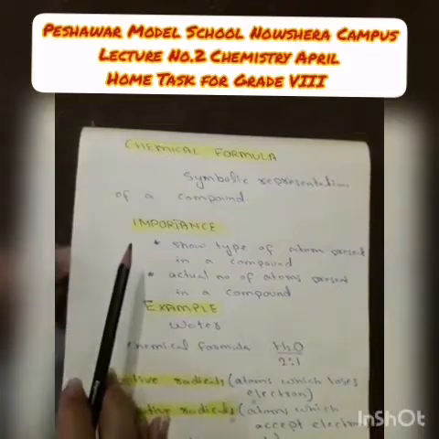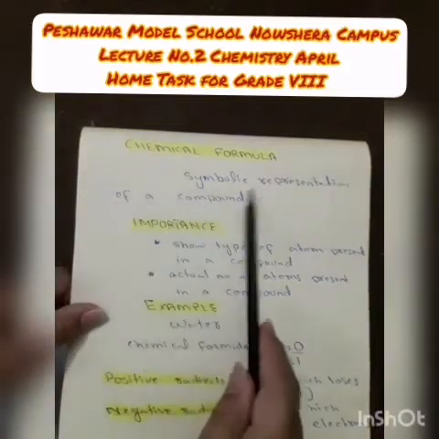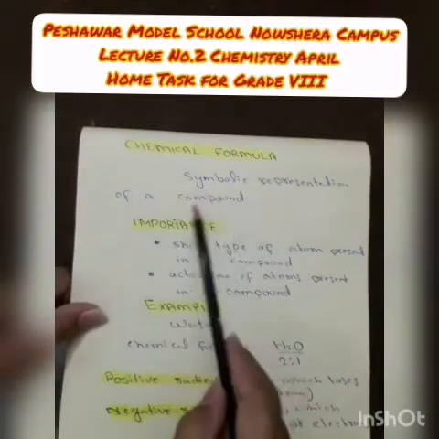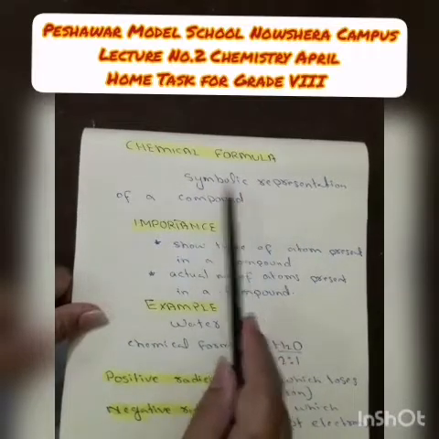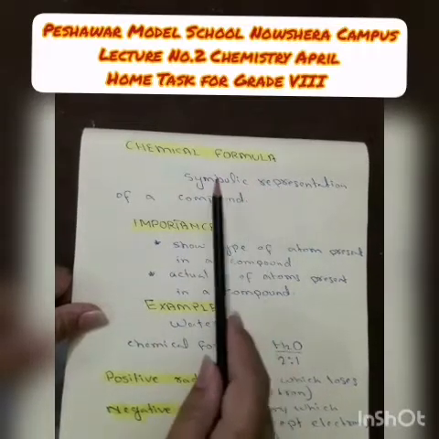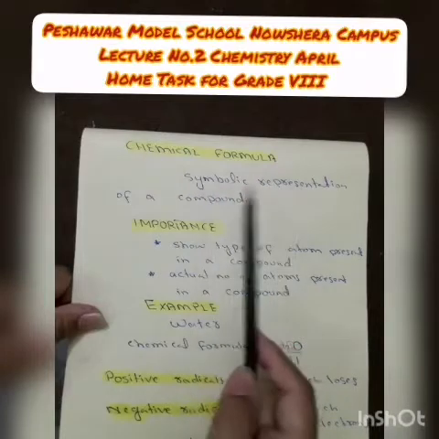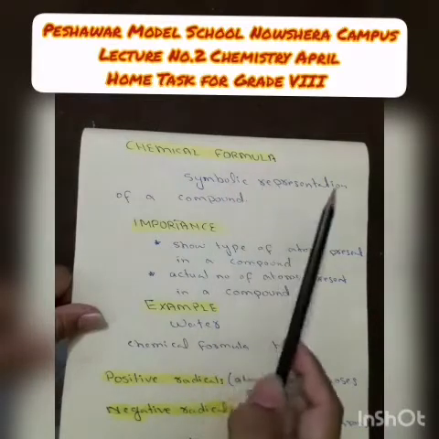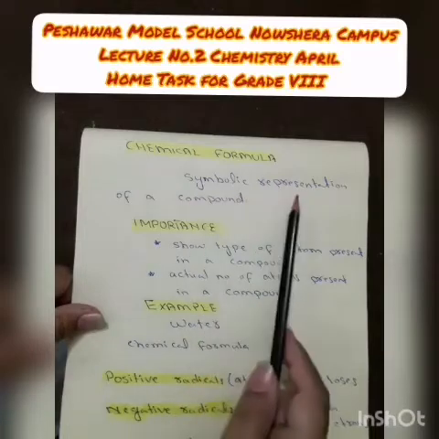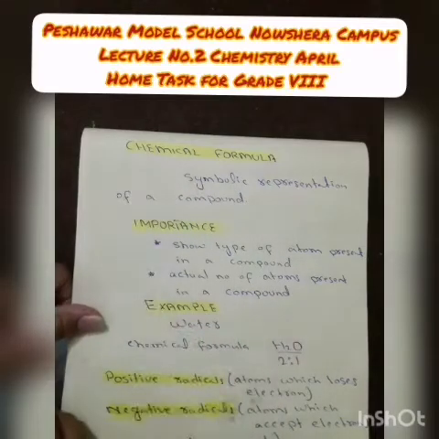Look at the definition of chemical formula. Chemical formula means symbolic representation of a compound. When we represent a compound by its symbol, this is called a chemical formula. Like we represent an element by its symbol, sodium symbol is Na, carbon symbol is C. Similarly, we represent a compound by its symbol. This is called chemical formula.